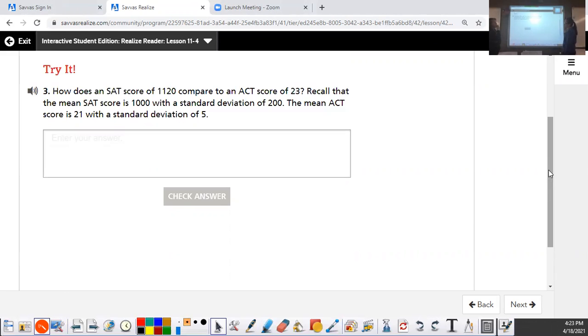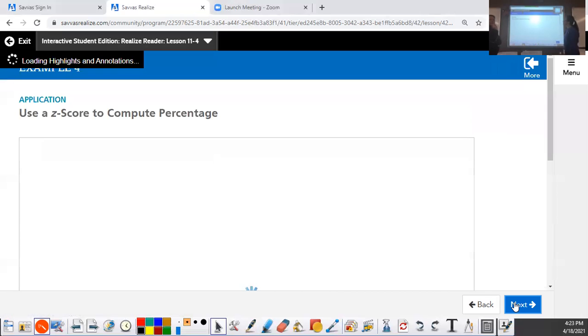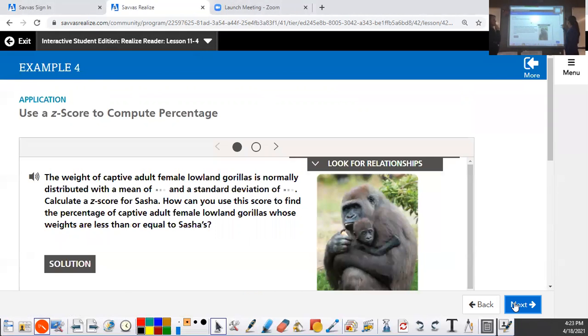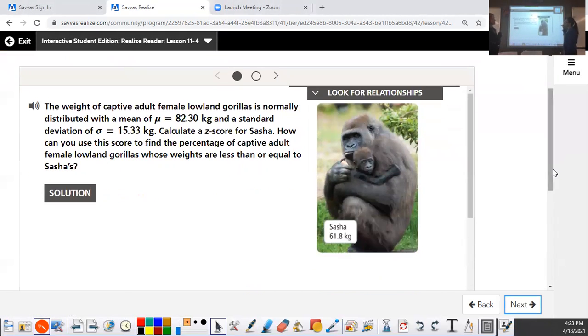How many examples should we do? So this is just exactly like the Ella and other girl, and so that will be doable. Yeah, you can do that.